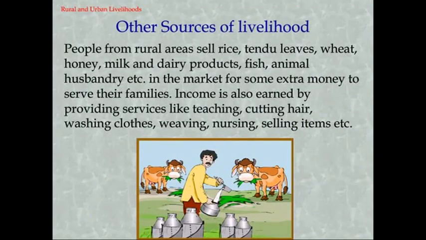Other sources of livelihood. People from rural areas sell rice, tendu leaves, wheat, honey, milk and dairy products, fish, animal husbandry products etc. in the market for some extra money to support their families. Income is also earned by providing services like teaching, cutting hair, washing clothes, weaving, nursing, selling items etc.